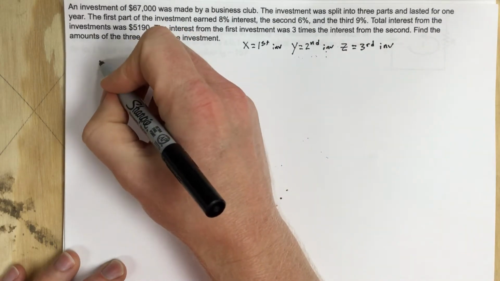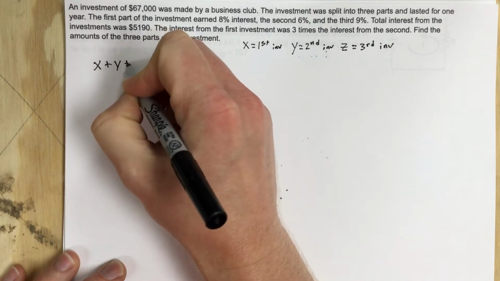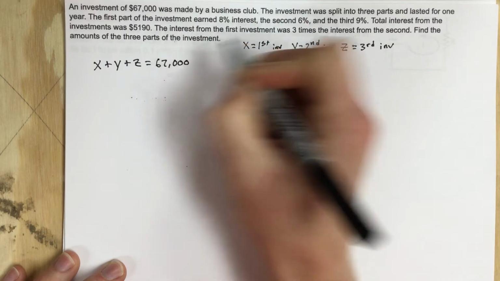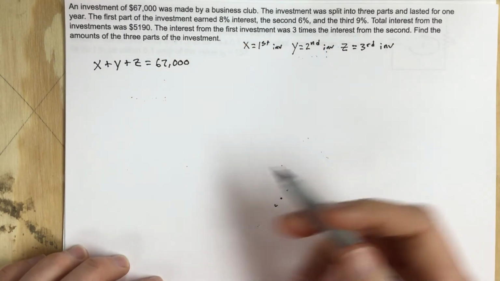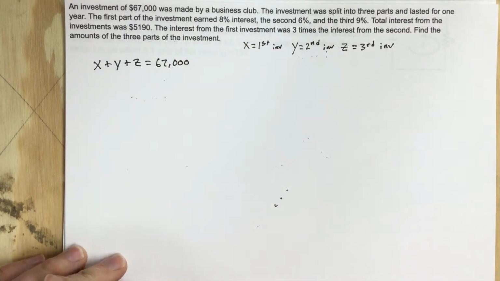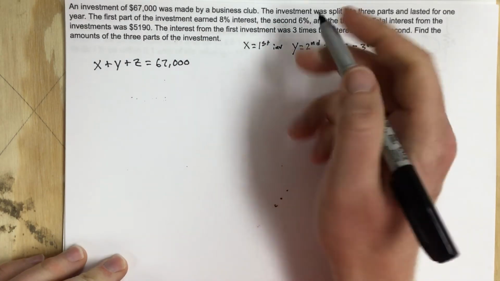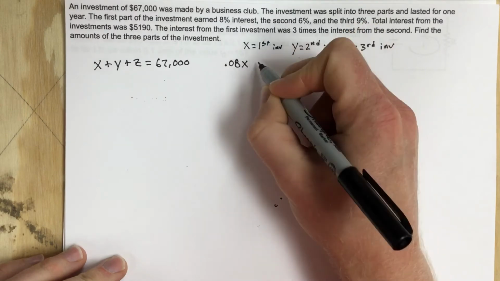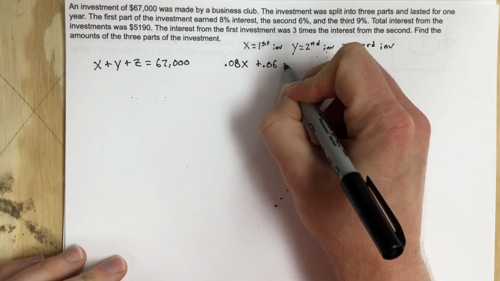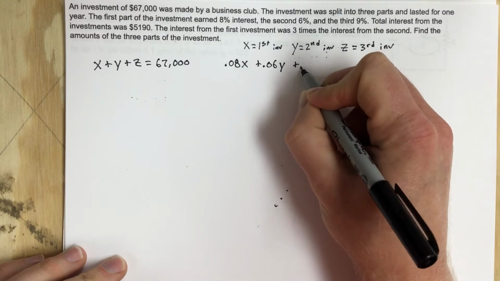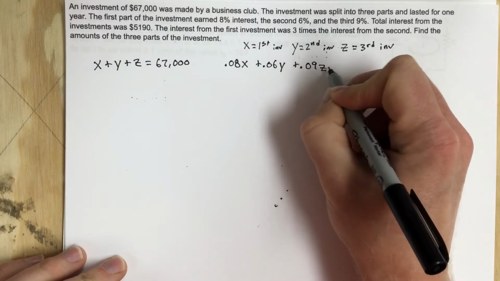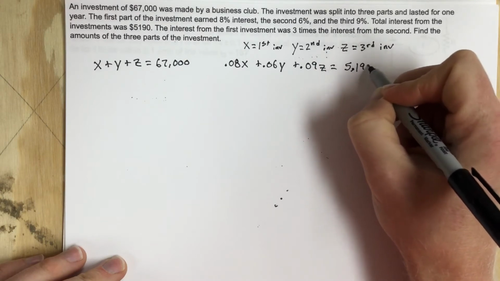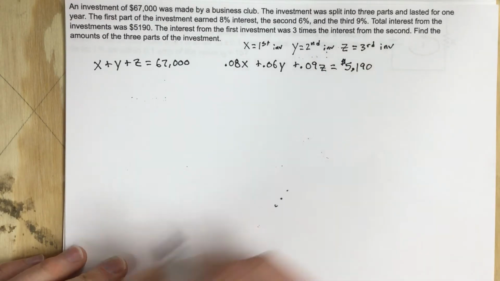So if we have one equation, we're going to get X plus Y plus Z equals 67,000. That's probably the easiest equation to come up with, right? You add up your investments, that's your total investment. The next equation that we're going to use is the interest equation. And we get 0.08X for the first one, plus 0.06Y for the second, plus 0.09Z for the third. And that interest was $5,190 for the year.